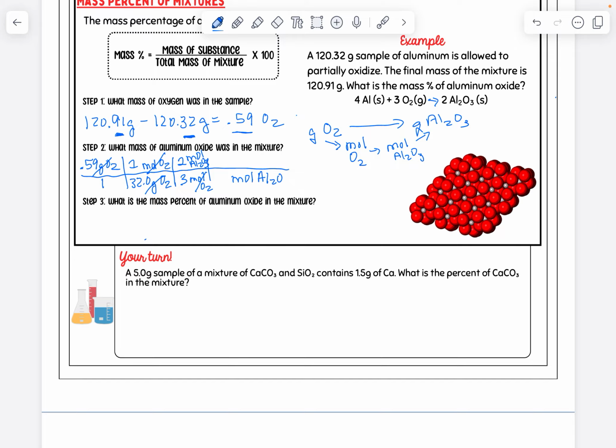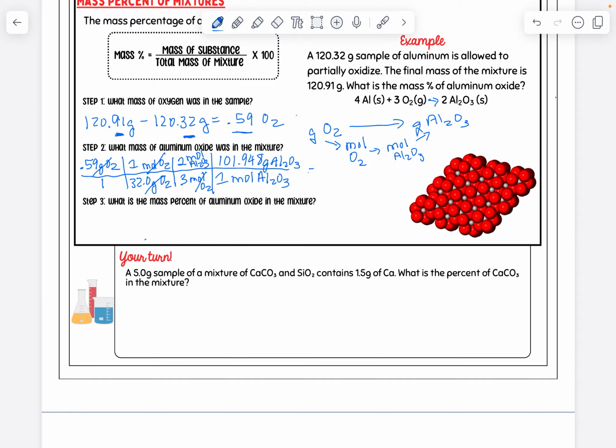But I don't want moles of aluminum oxide. I want grams of aluminum oxide, and that's my molar mass again. That's how I convert from grams to moles. And I know that for every 1 mole, if I look on my periodic table and add 2 aluminums plus 3 oxygens, I will get 101.948 grams. Let me erase that and write that a little better. 101.948 grams of aluminum oxide.